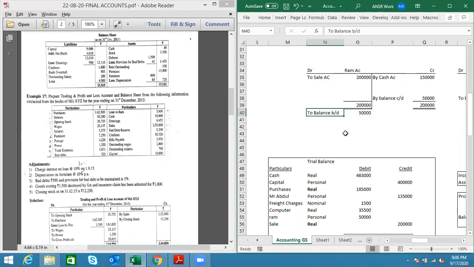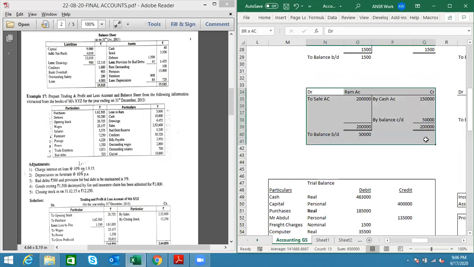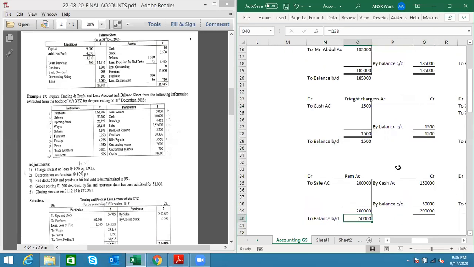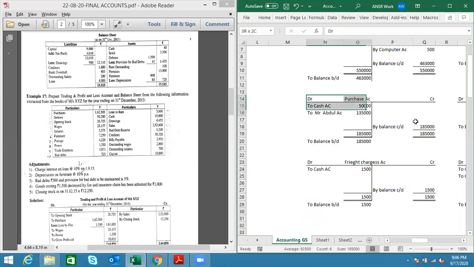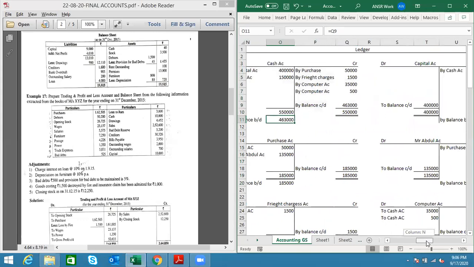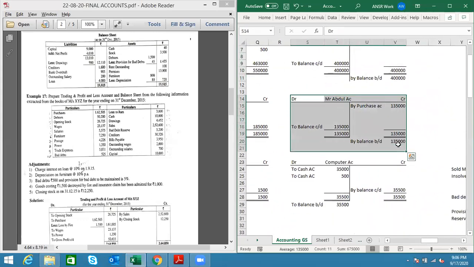Which side the brought down is, meaning thereby, if I ask what balance does Ram account carry? We will say it's a debit balance. The reason is the brought down is in the debit side. If I ask what balance is the purchase account? We will say debit balance because the brought down is in the debit side. If I ask what balance does the cash account carry? Debit balance, because the brought down is in the debit side. Exactly the similar way, if I ask what balance does Mr. Abdul account carry, we will say credit balance because the brought down is in the credit side.